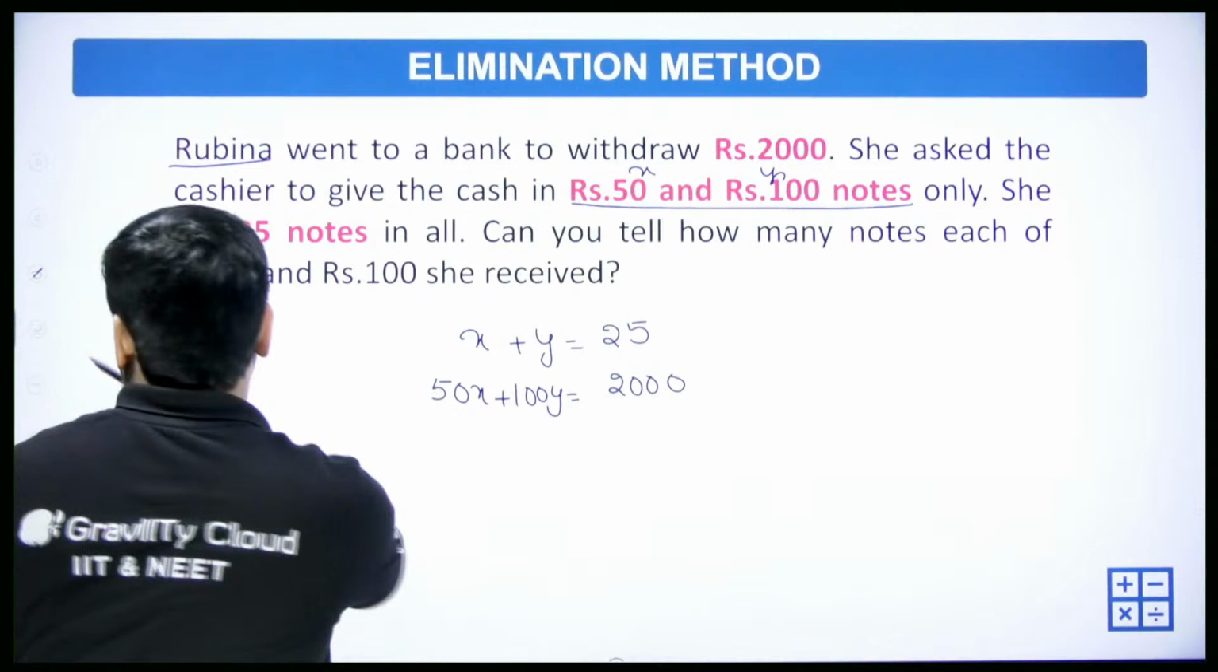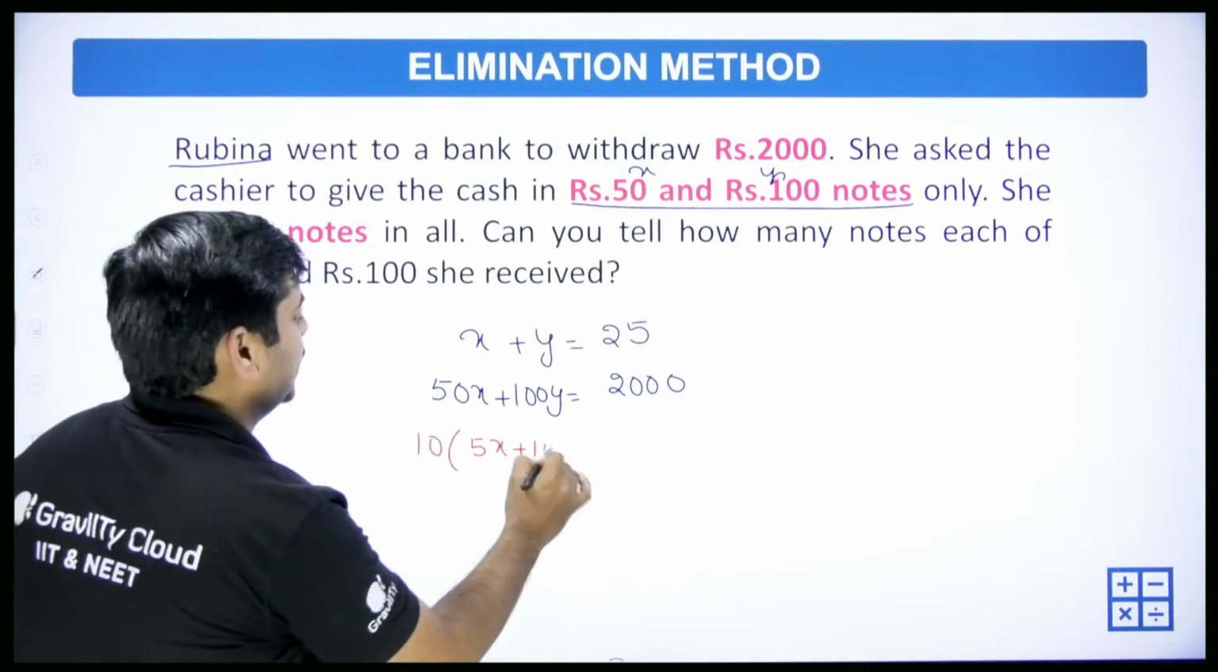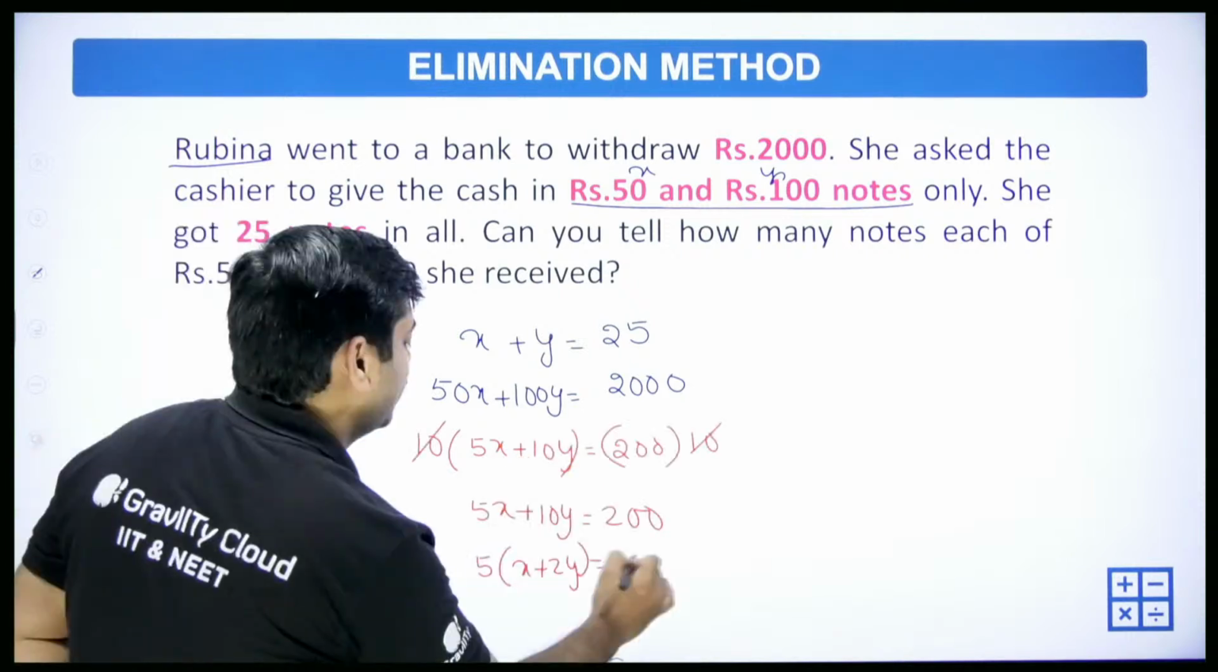If you take 10 common, you can write this as 5x plus 10y is equal to 200, correct? 10 and 10 get cancelled, so we're left with 5x plus 10y is equal to 200. Now still you can cancel with 5. If you take 5 common, you can write x plus 2y is equal to 5 times 40. So 5 and 5 get cancelled, and you'll get x plus 2y is equal to 40.